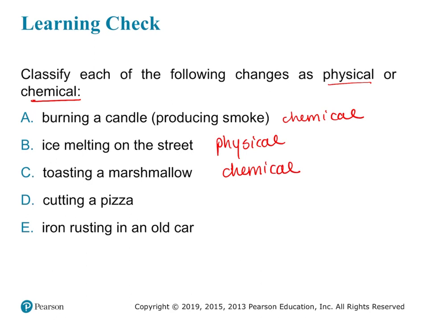What about cutting a pizza? Is that physical or chemical? So for instance, are we changing the identity of the pizza? Is it becoming a new substance? Nope. So it's physical. We're just changing the shape of the pizza. What about iron rusting in an old car? That's chemical, right? We already went over rust.